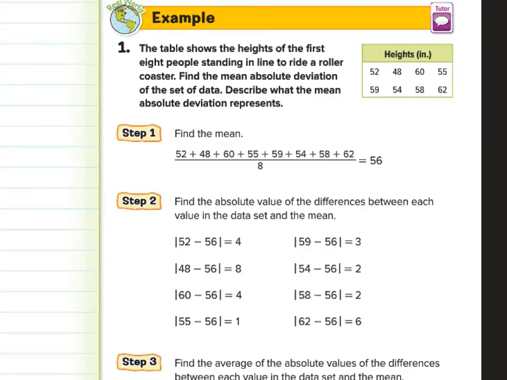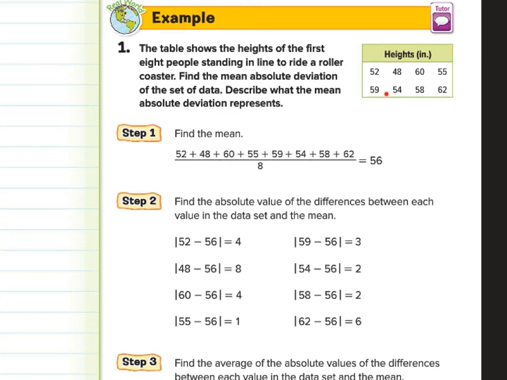So let's have a look at an example here. Essentially it'll be very similar to the one we did in the first page, in the beginning of the video. The table shows the heights of the first 8 people standing in line to ride a roller coaster. Find the mean absolute deviation of the set of data. Describe what the mean absolute deviation represents.